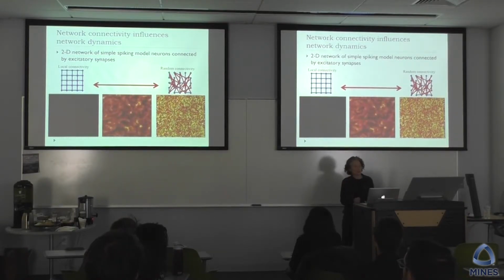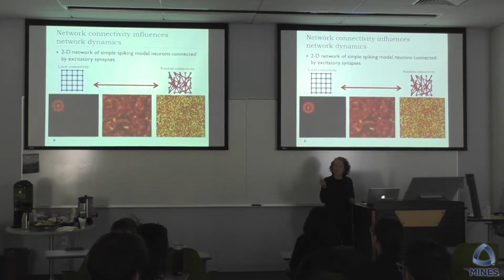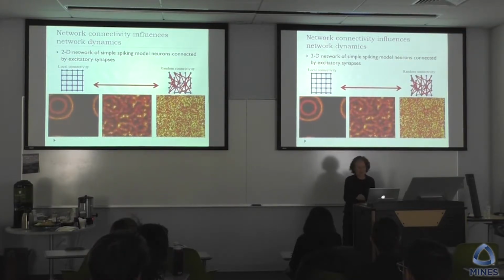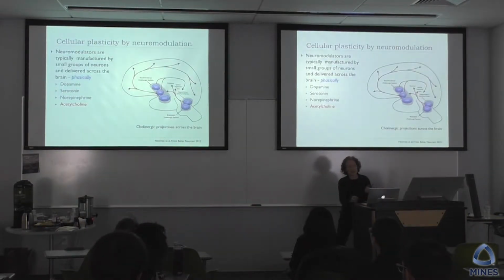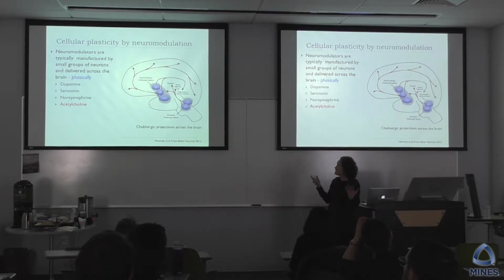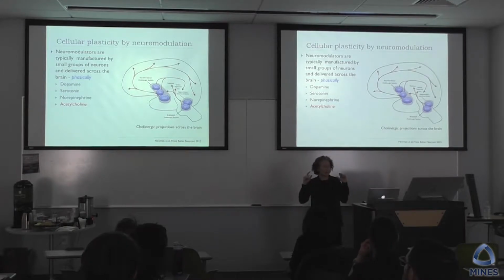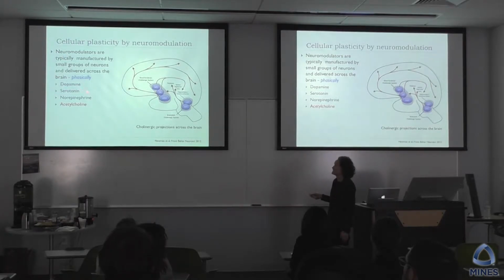We've been thinking about also changes in the response properties of single neurons, meaning how a single neuron will respond to its synaptic input. And one of the most drastic ways that individual neurons change their response properties is in response to neuromodulators. So neuromodulators are these very powerful chemicals that are manufactured in the brain and then distributed across the brain. And you've probably heard the names of some of these: dopamine, serotonin, norepinephrine, and acetylcholine. We've been thinking a lot about acetylcholine.